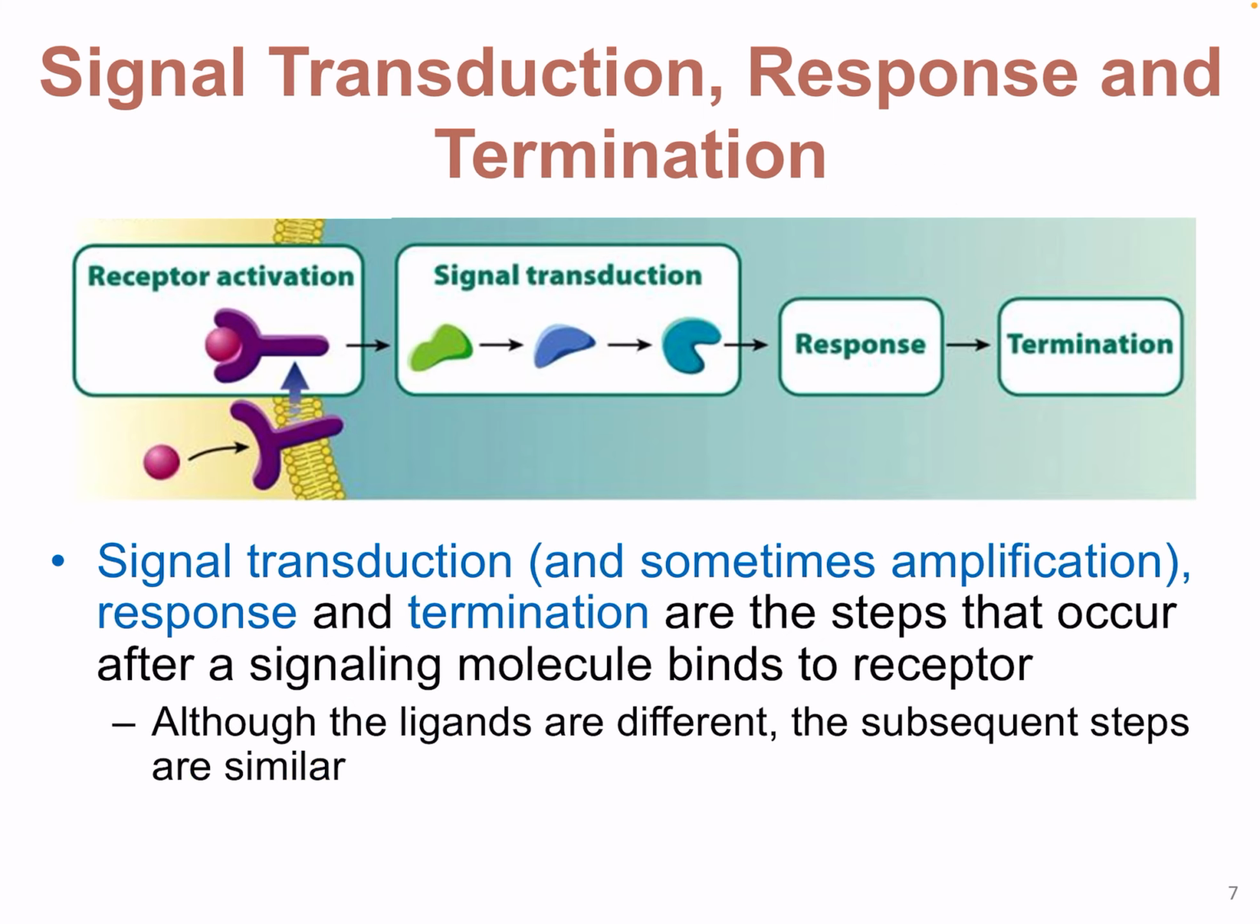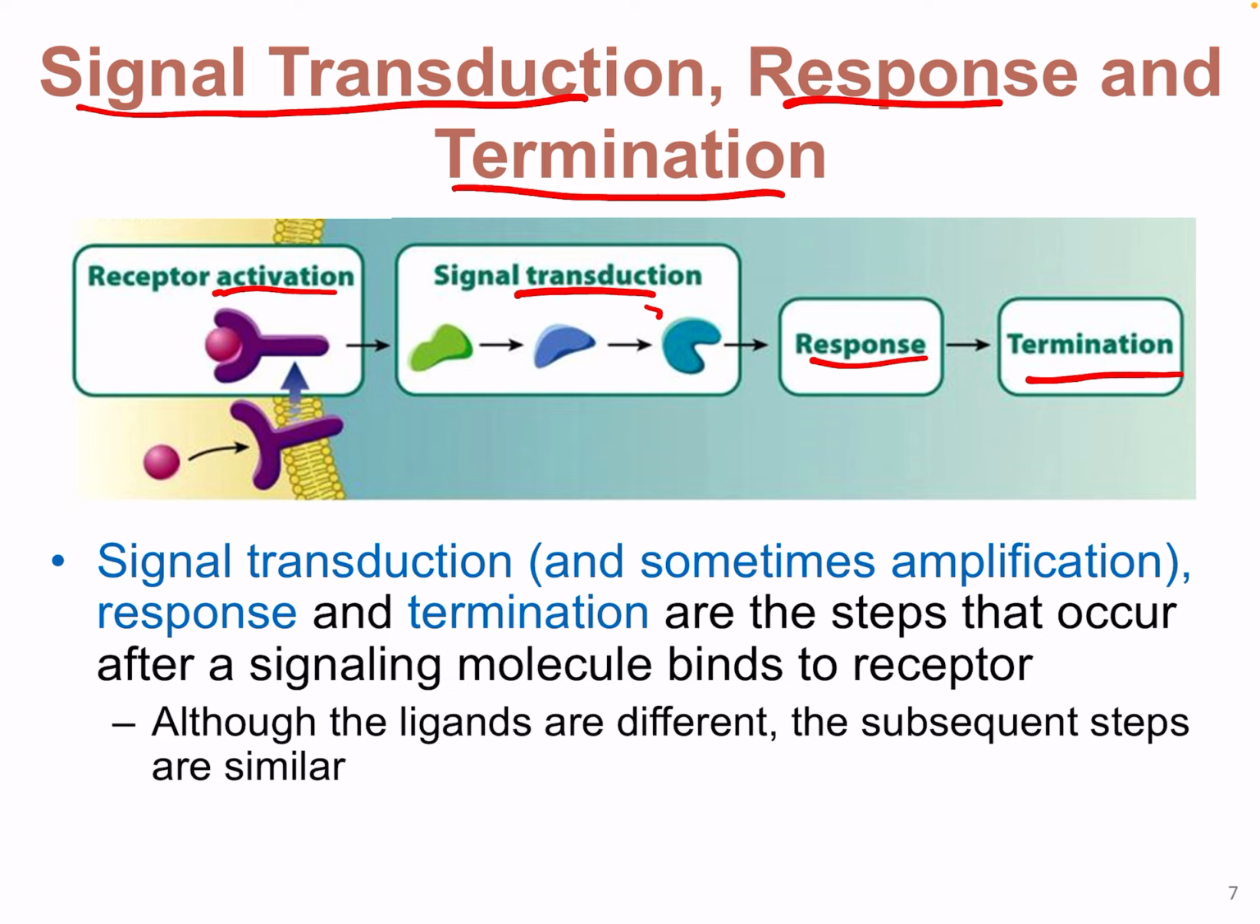So during activation of receptors, we have phases. Here we have signal transduction, the response, and the termination. This can also be seen here as receptor activation, transduction, response, termination. So signal transduction and sometimes amplification. The signal transduction or amplification, response, and termination are the steps that occur after a signal molecule binds to the receptor. Although the ligands are different, the subsequent steps are similar. Like we said, we have our activation, usually some sort of shape change, response, and then termination.